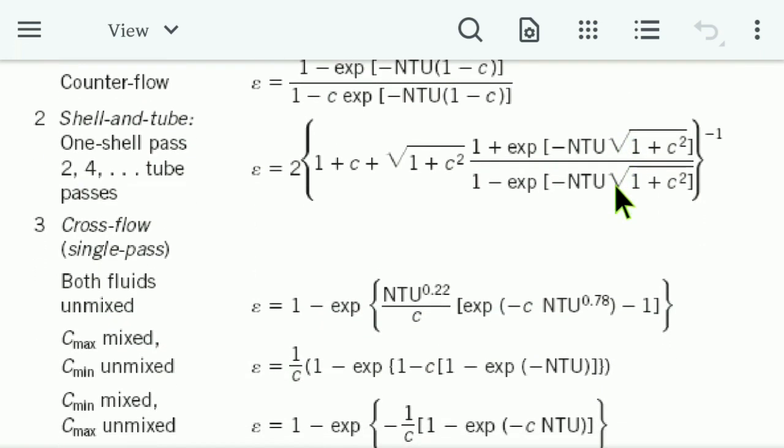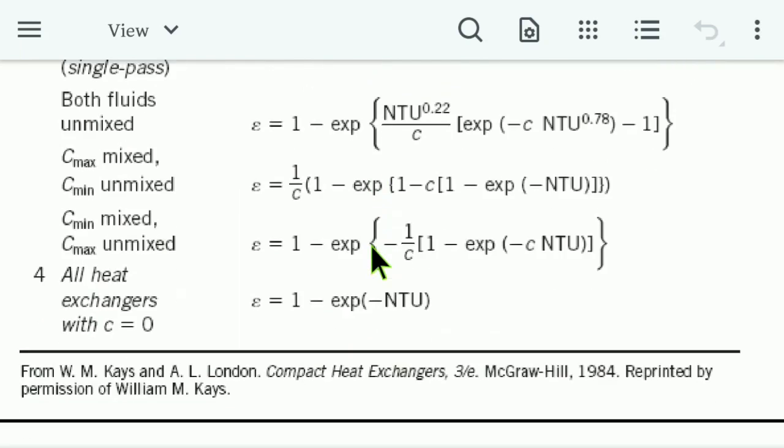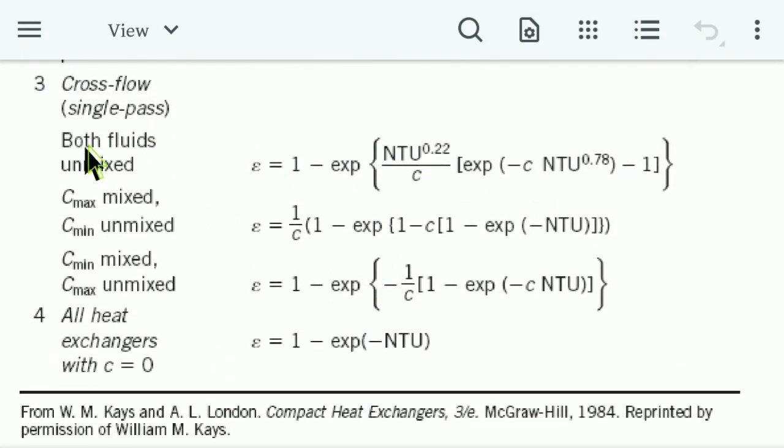Number 2, shell and tube. One shell pass, 2, 4, 6, 8 and so on tube passes, and multiples of 2 tube passes. This is the effectiveness relation for this. Number 3, cross flow, single pass, both fluids unmixed. C max mixed and C min unmixed. C min mixed and C max unmixed. And the last one, for all heat exchangers with c equal to 0, the relation is epsilon equal to 1 minus exponential of minus NTU.